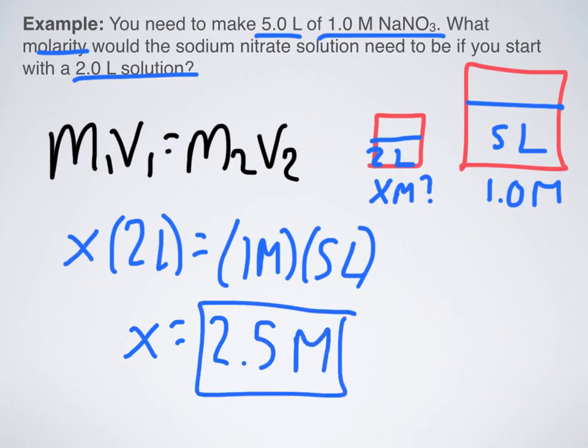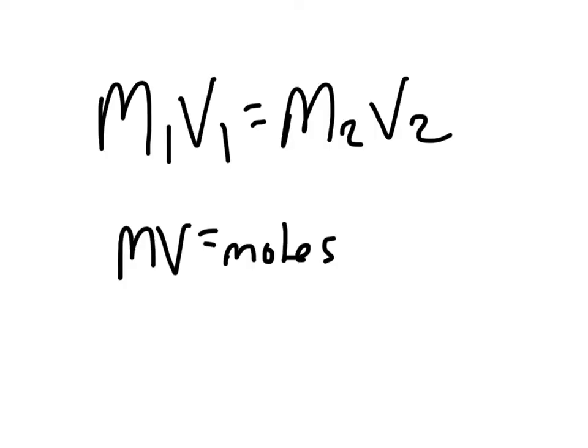And that just makes sense, because if I have a 2.5 molar solution, and that's 2 liters, and then I dilute it with 3 liters of water, of course, my concentration is going to go down, and it just so happens to go down to a 1 molar solution of something. So that's it for the dilution formula. Make sure that if you have any questions, you ask tomorrow.